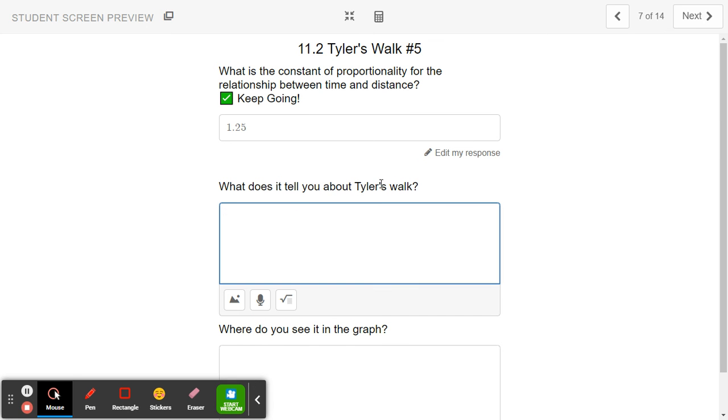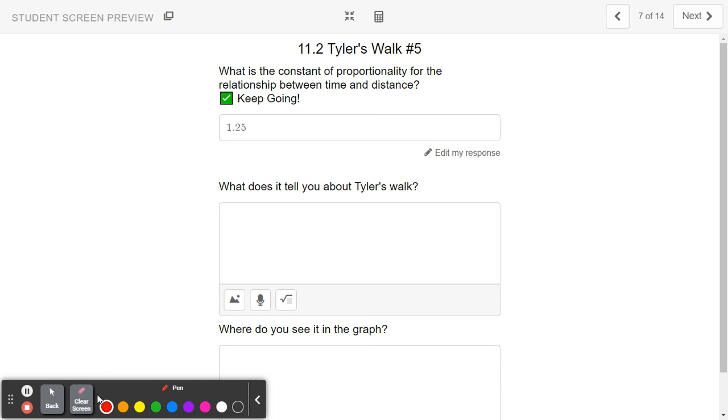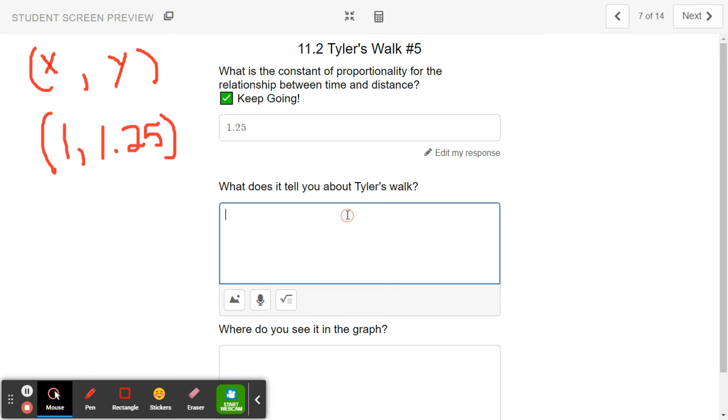Okay, now what does it tell us about Tyler's walk? Well, remember when we did this on the graph, the point was 1 and then 1.25. In the table, it was 1 second, right? Because X was seconds and Y was the meters. So that tells us in Tyler's walk, it took Tyler 1 second to go 1.25 meters.